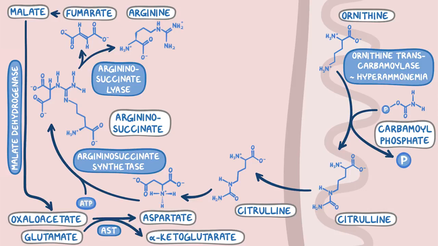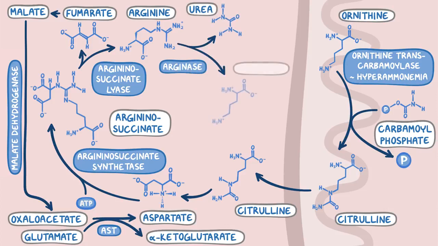Next, there's arginine. Arginine is broken down by arginase to make urea, and also ornithine. Urea finally exits the liver cell, enters the blood, and gets excreted by the kidneys, whereas ornithine heads the other way and enters the mitochondria, so that it can enter the next urea cycle as well.